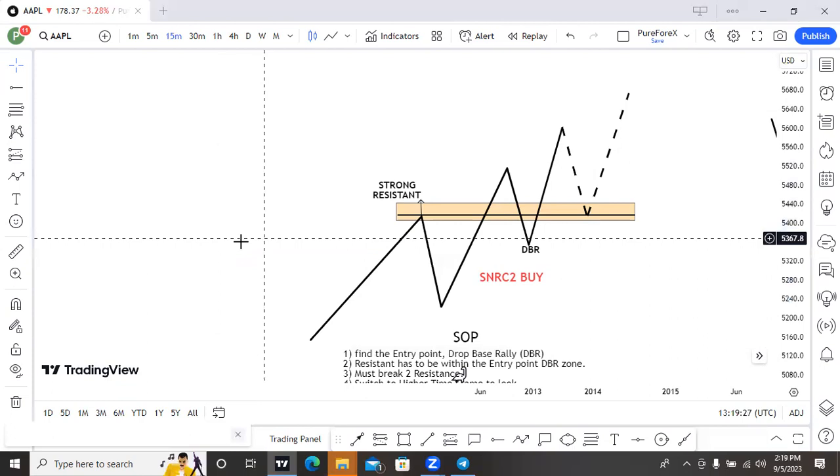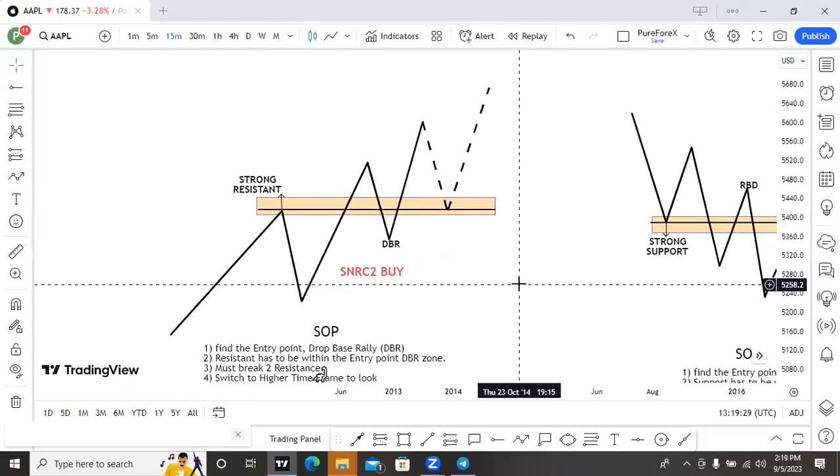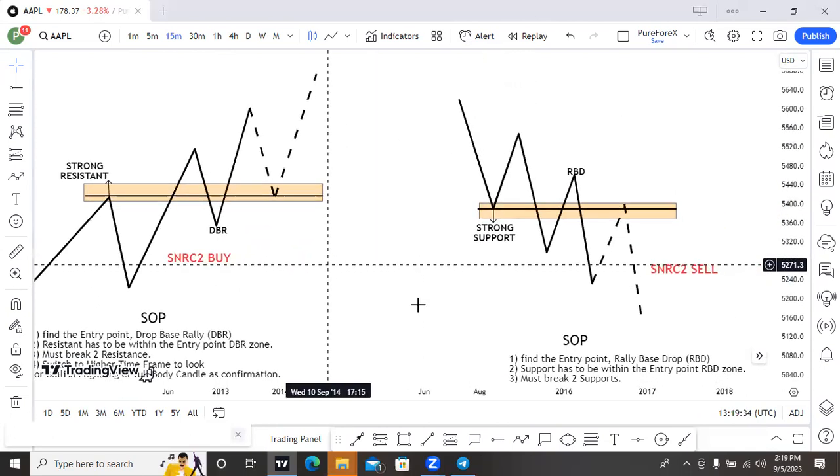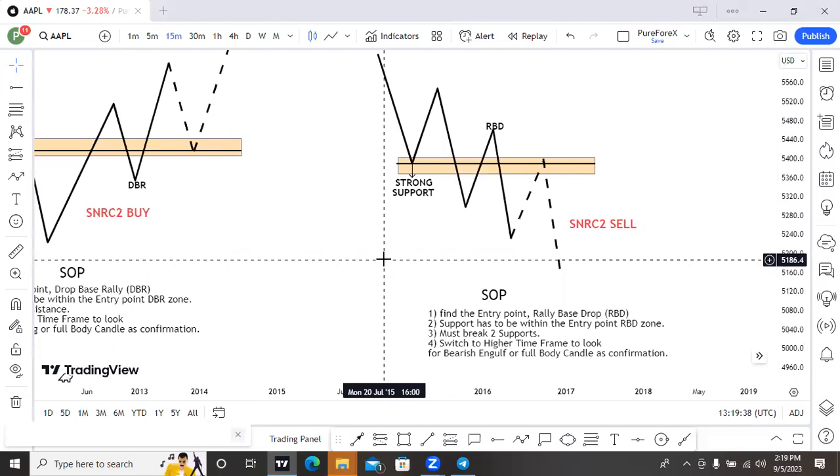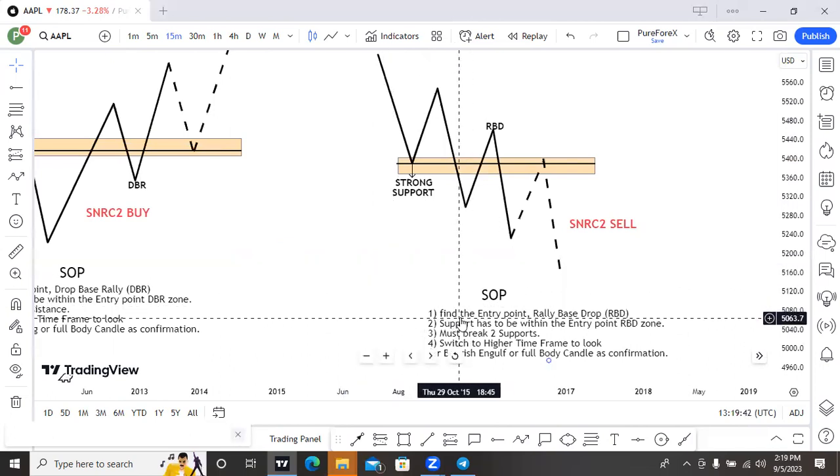So let's go further. Let's look at SNRC2 sell formula. So this is SNRC2 sell formula. Let's look at the standard operating procedure as well. The first procedure: find the entry point, rally-based drop.